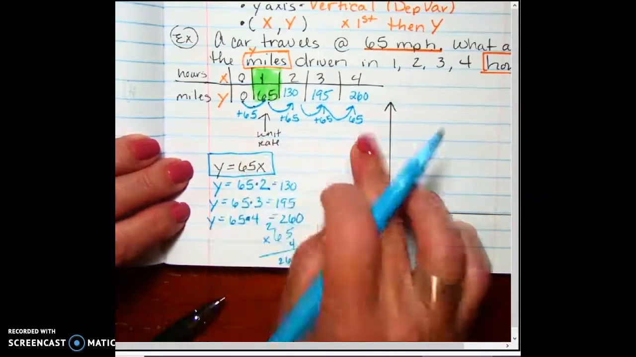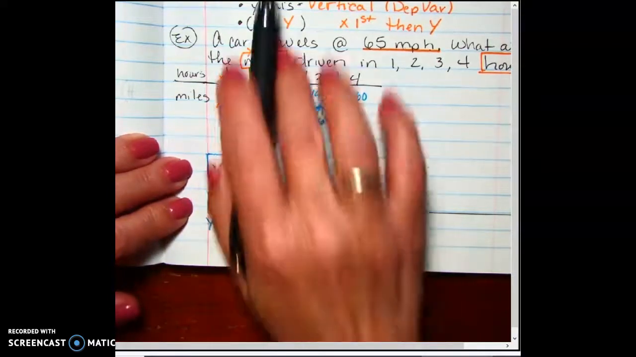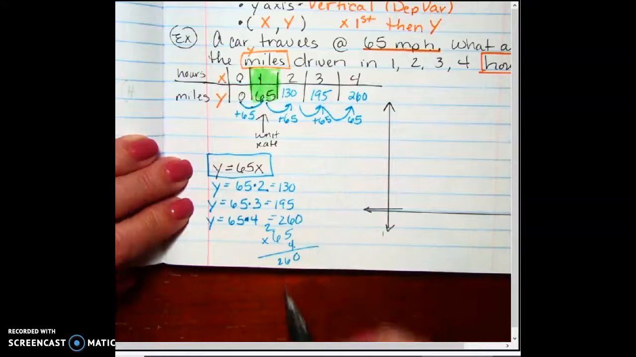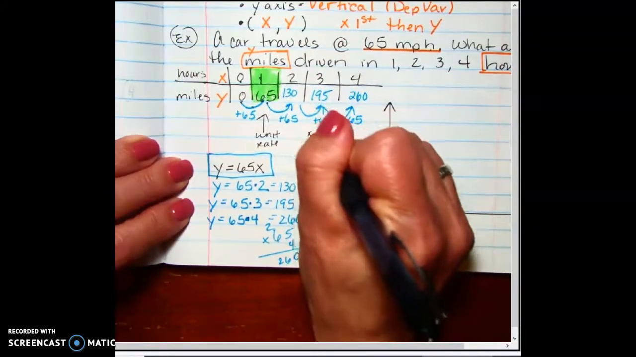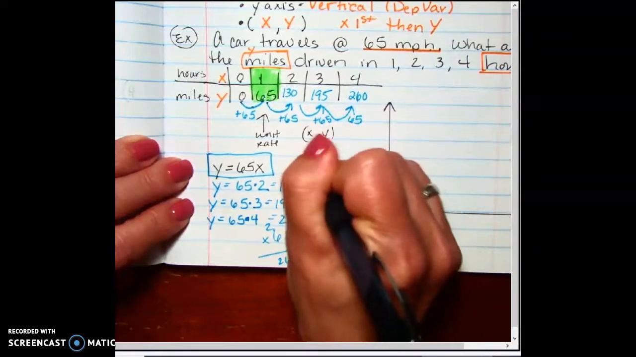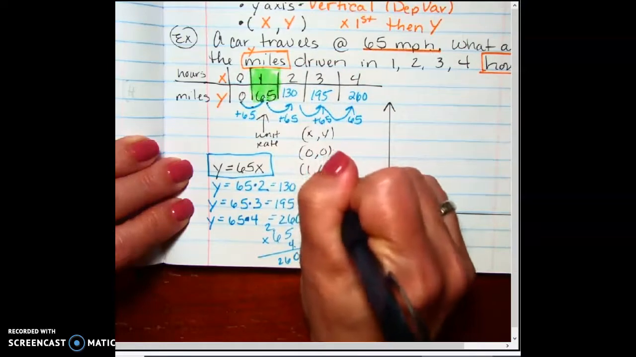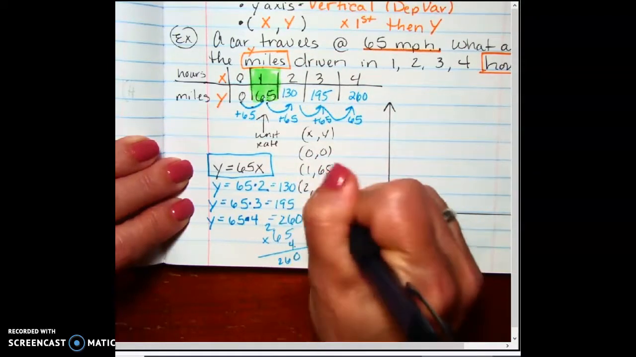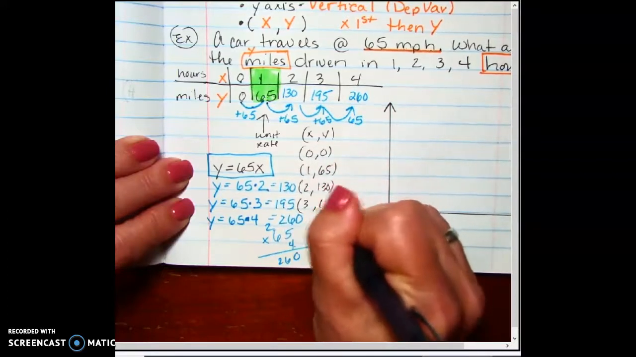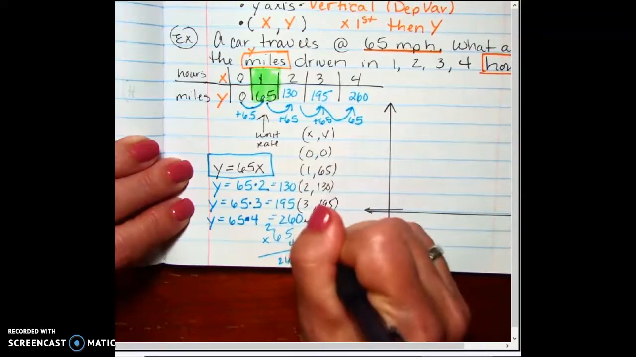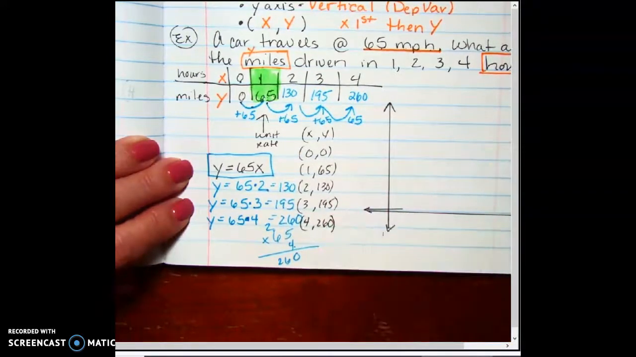It worked. Okay, now comes the graphing. Now, I did say we used the ordered pairs. So what are my ordered pairs? Well, x, y. So I'm going to write x and y just to remind myself. So I have 0, 0. I have 1, 65. I have 2 and 130. I have 3 and 195. And I have 4 and 260. Well, I have to graph these.